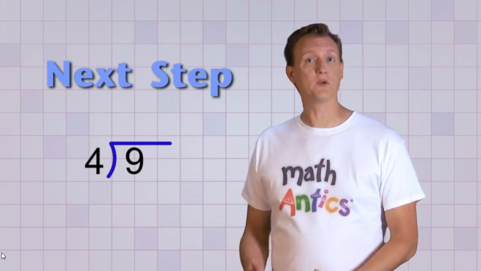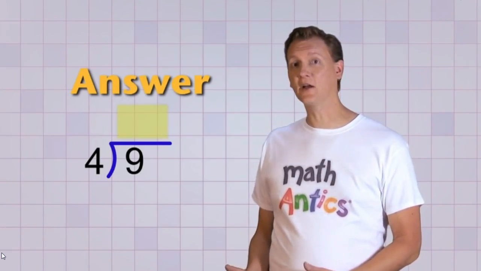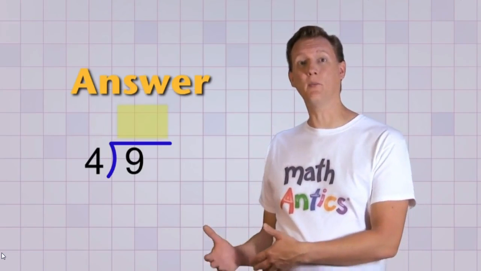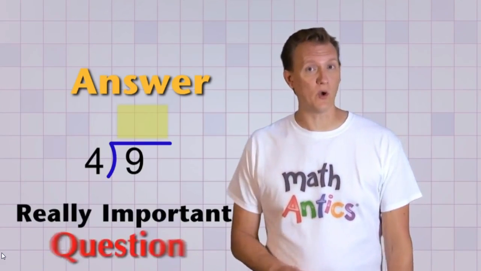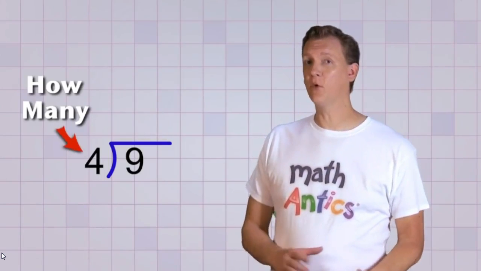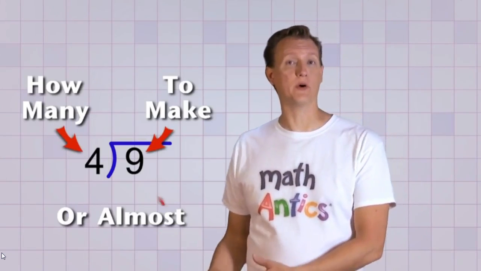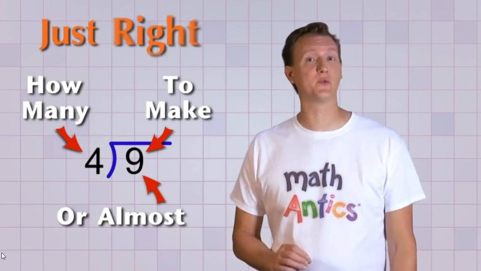The next step is the most important step, because it's where you figure out the answer. And to figure out the answer, which is how many you'll end up with in each group after you divide, you have to ask yourself a really important question involving the other 2 numbers. The question is, how many 4s will it take to make 9, or almost 9? And the key to answering this question is for the number to be just right.